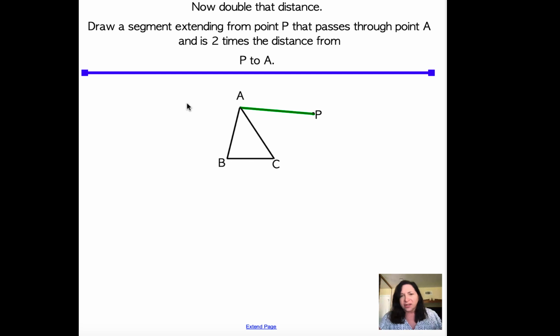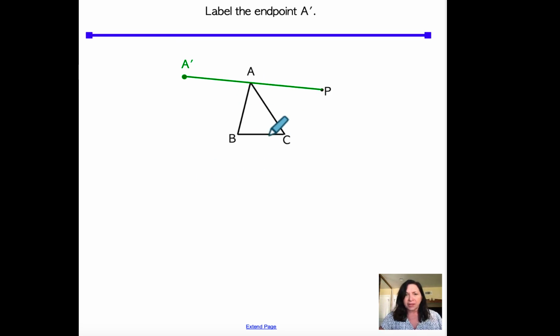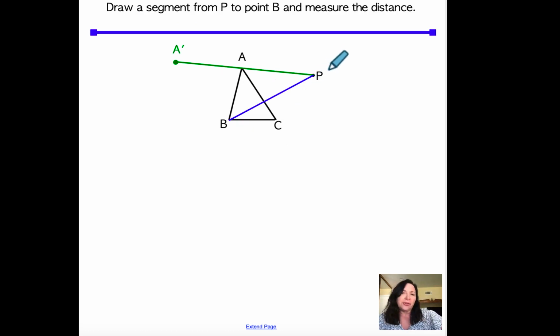If my distance from here to here was 2, then your segment is going to go beyond that. It would go beyond by another 2, so that would be a total of 4, and it should look something like that. I want you to label this point A prime. The next thing you would do is the same type of thing, but we're going to extend P to B.